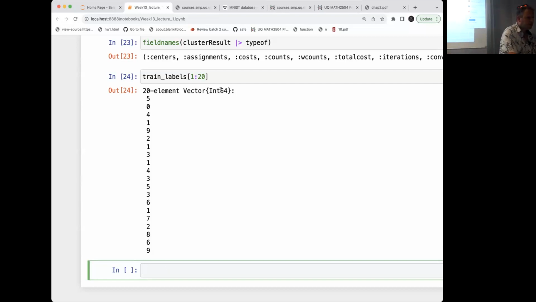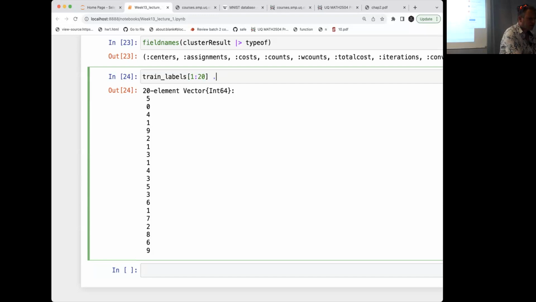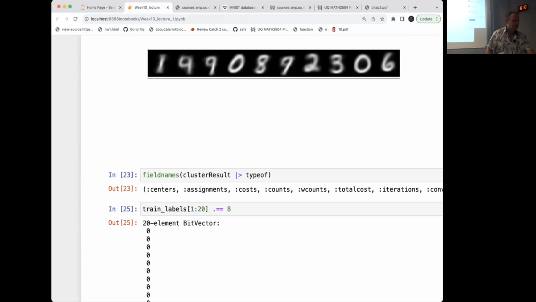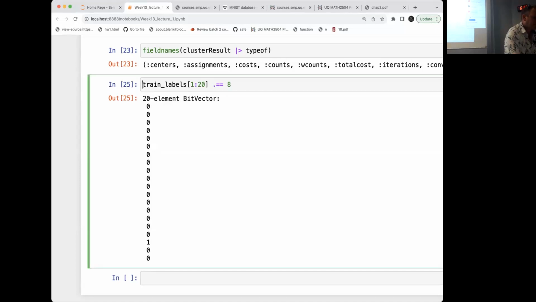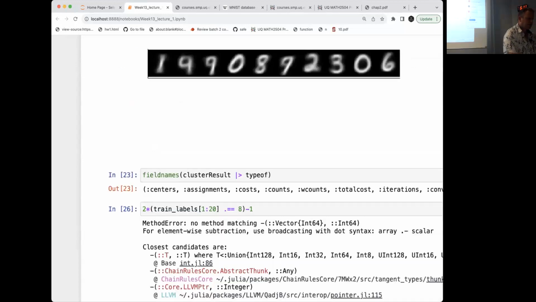So I'm going to take the training labels and check, does it equal 8? Most of the digits are not 8, and of these 20, only this one was 8. And just to make things a bit simpler, I'm also going to do 2 times this thing minus 1. That's just one way of transforming.